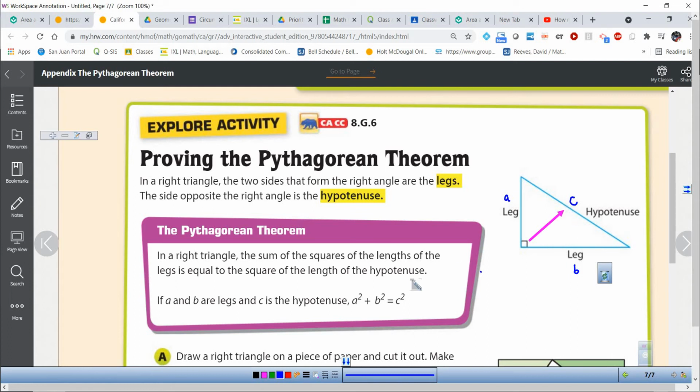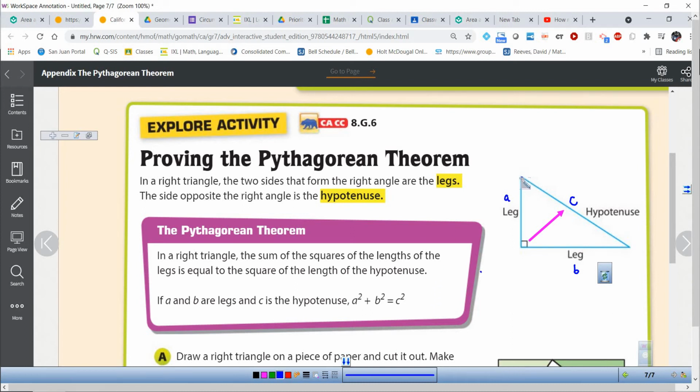The hypotenuse is C. And there is a relationship that is true, and it says that the length of the first leg squared plus the length of the second leg squared is equal to the length of the hypotenuse squared. Or as we fondly refer to it, A squared plus B squared equals C squared.